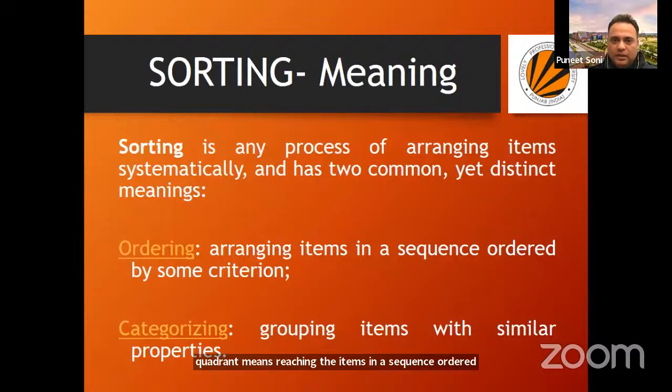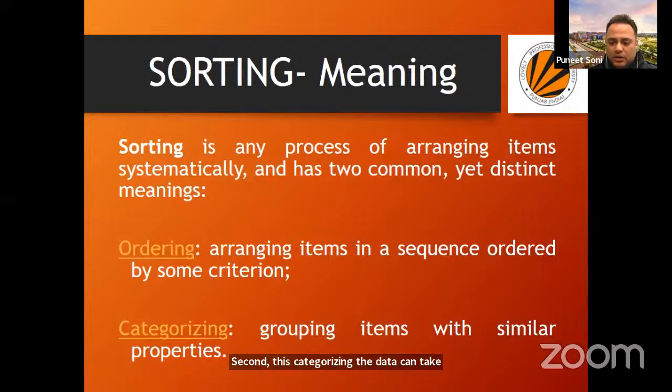Suppose I have a database containing the list of students and their marks along with their ranks in the class. I want to order the data according to the rank, in increasing order, from one rank till n number of ranks, depending upon the number of students available in the class. Second is categorizing the data.